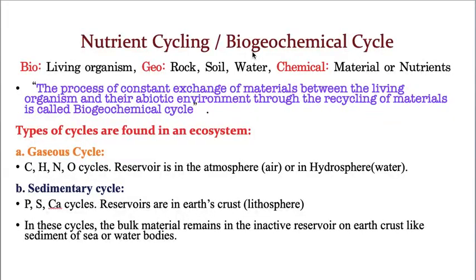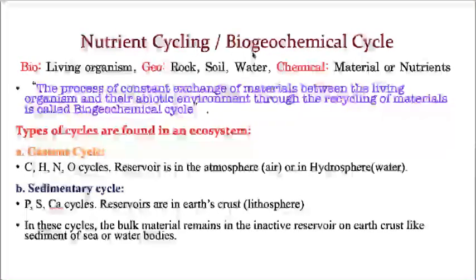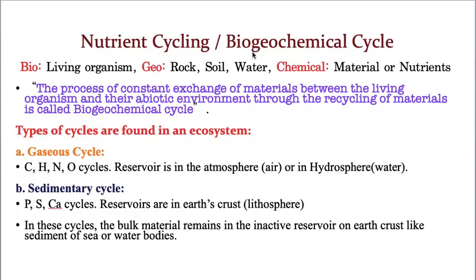So hope you understand what is the clear meaning of biogeochemical cycles. How to define this? I think by now you must have understood, but still again I am telling you, a biogeochemical cycle can be defined as the process of constant exchange of the mineral nutrients from biotic to abiotic and also vice versa. This process is called as biogeochemical cycle or nutrient cycle. Hope you understand the definition of the nutrient cycle.